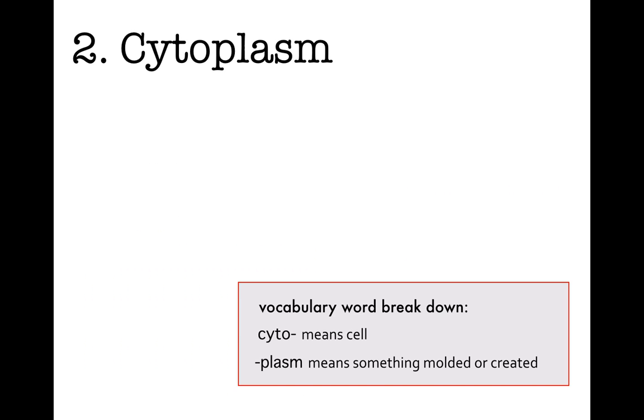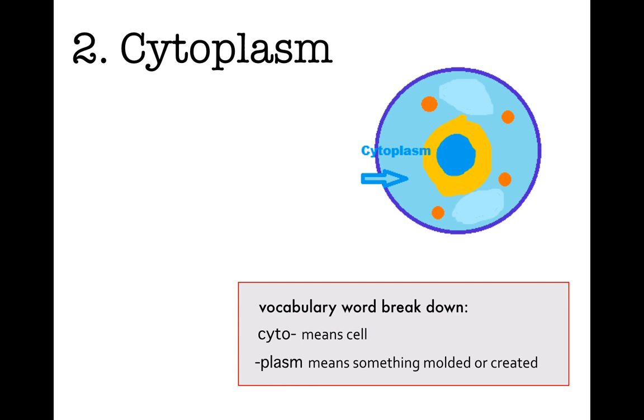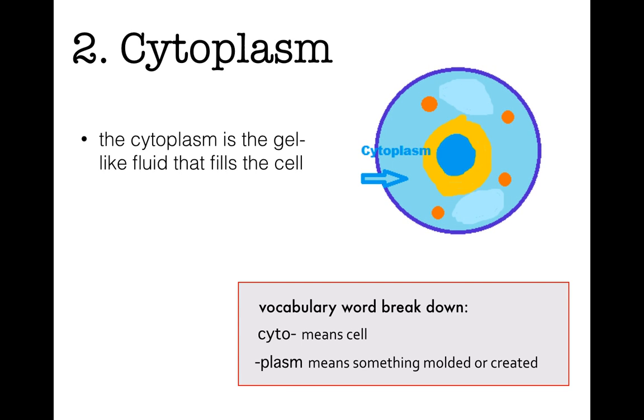The second thing it needs is the cytoplasm. So if you look at the bottom, we have a vocabulary word breakdown. Cyto means cell, and plasm means something molded or created. So the cytoplasm is the gel-like fluid that fills the cell. It's made mostly of water, salts, and proteins.